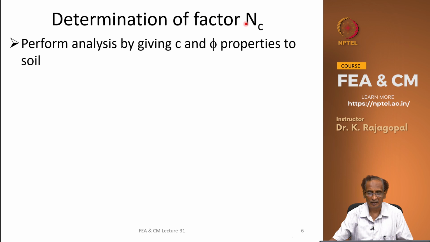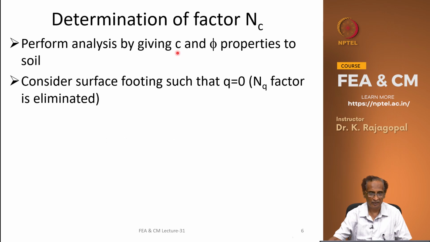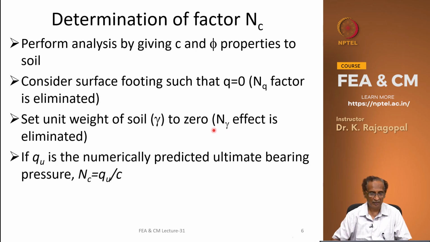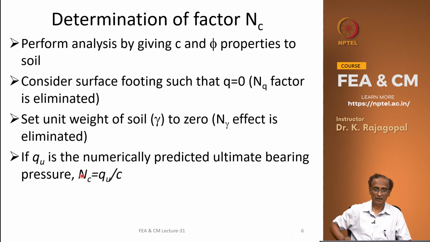Well, let us first look at the factor Nc. We can perform analysis by giving both c and phi properties to the soil, and we can consider a surface footing such that our gamma Df, that is the q, is 0 and the effect of the Nq factor is eliminated, and we can set the unit weight gamma to 0 so that the N gamma effect is eliminated, and then we can estimate Nc as the qu, that is the numerically predicted ultimate bearing pressure, divided by c will be your Nc.